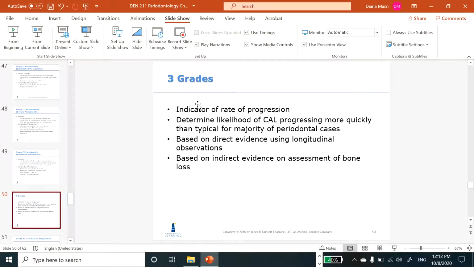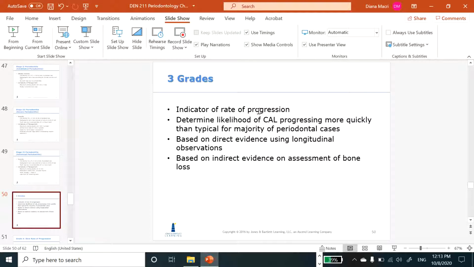We have to give our patient an extent. We're going to say, at the end of doing all this, what you want to say is the following 3 things. My patient has generalized stage 2 grade B periodontitis. So you need to include those 3 characteristics when you are doing your classification. So there are 3 grades, which are an indicator of the progression. Okay, grading refers to the progression. Staging refers to the severity of the disease.